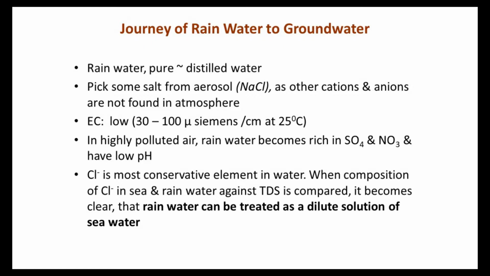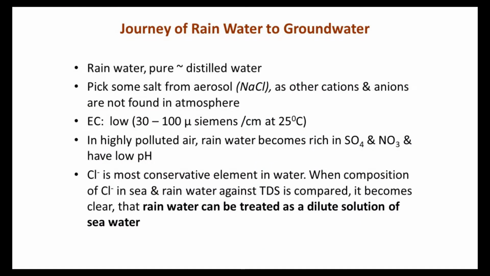When the cloud precipitates, we get rainwater. This rainwater is very pure in nature, and this can be compared with distilled water. However, during its journey from the atmosphere to the surface of the earth and to the subsurface, it picks up some salt from the atmospheric aerosols, commonly of sodium chloride type, as other cations and anions are not found in the atmosphere. The electrical conductivity of such rainwater is commonly low. But in highly polluted air, because of industrial pollution, the rainwater becomes very rich in sulfate and nitrate, and then it will have low pH.